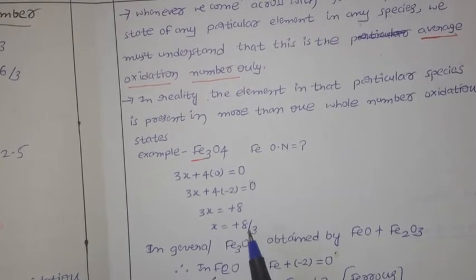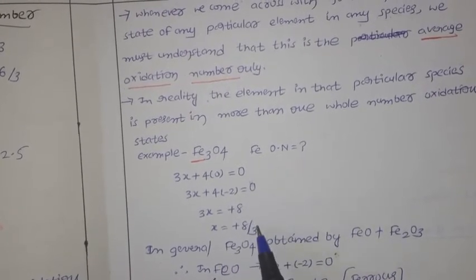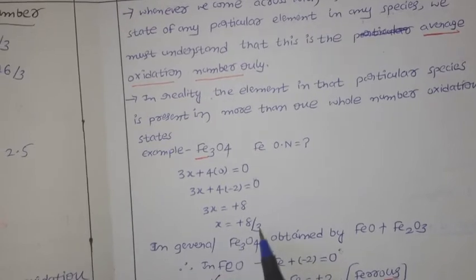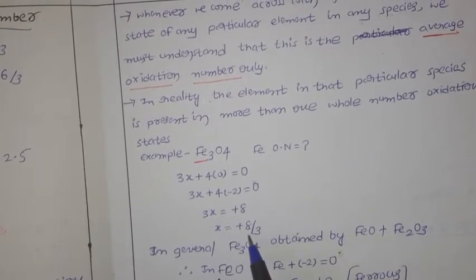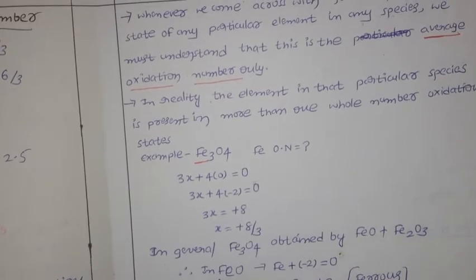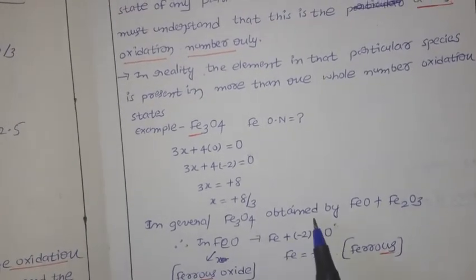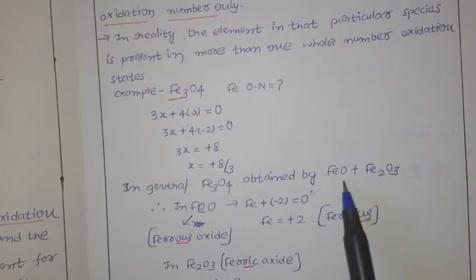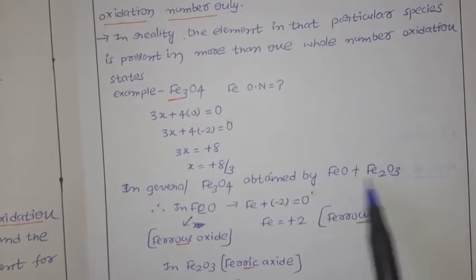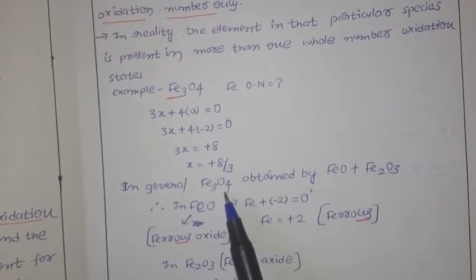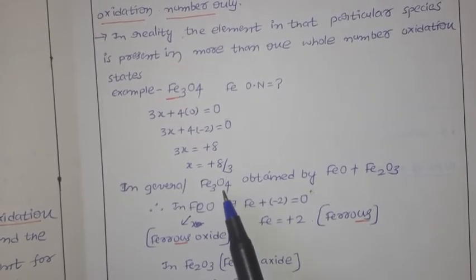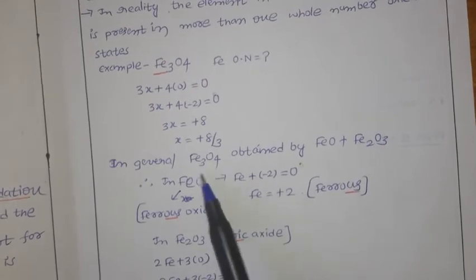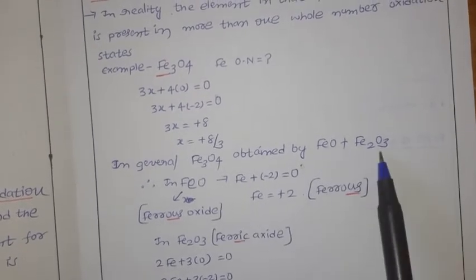Here we have the iron oxidation number plus 8 by 3. This is a fractional oxidation number, nothing but the average oxidation number. Generally, this Fe3O4 is obtained by FeO plus Fe2O3 together giving Fe3O4. So in this species, the oxidation number is present in more than one type. Here you can see it is a combination of FeO and Fe2O3.